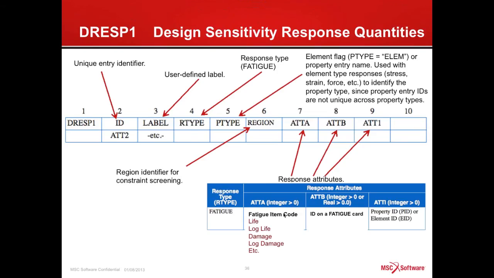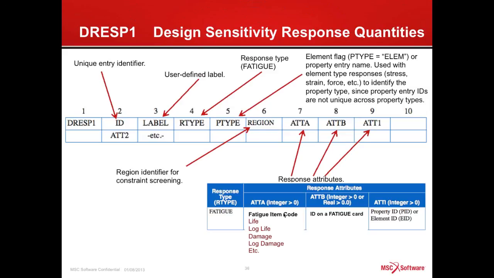The last card I'm going to mention isn't a new card, it's an updated card. It's the DRESP1 card, and this is the card that is normally used for optimization for design sensitivity. What's happened here is this card has been updated to include fatigue as a constraint. So now this is an additional option that is available to you when doing optimization type calculations. That's a very brief overview of the cards.